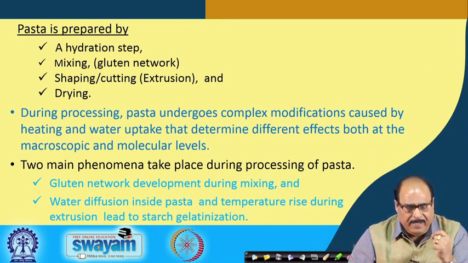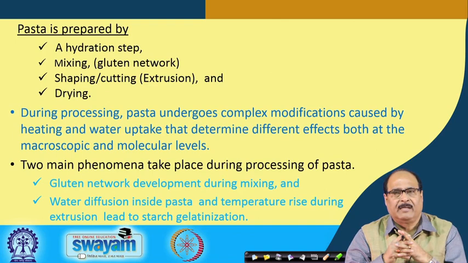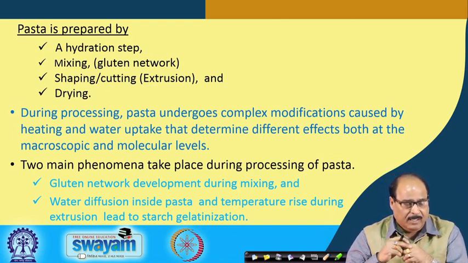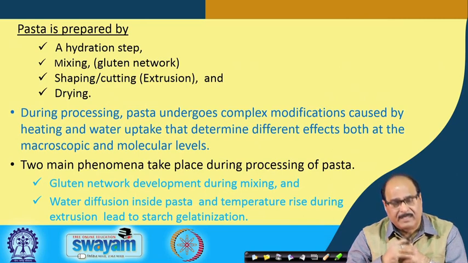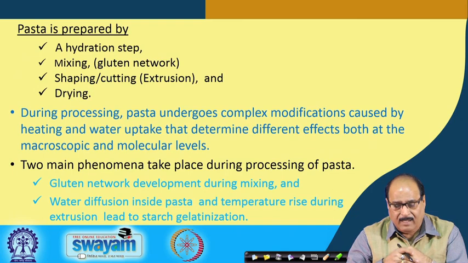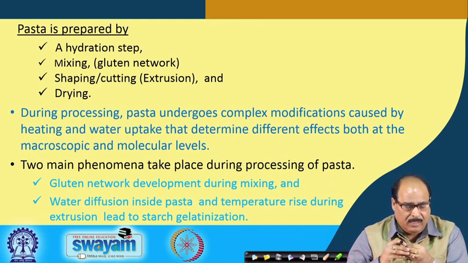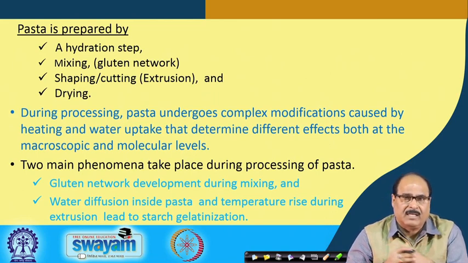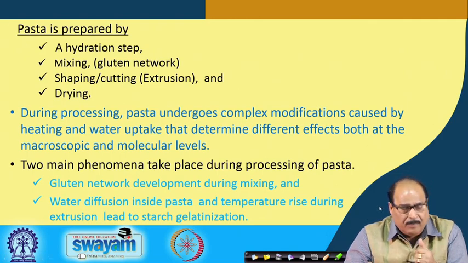So two main phenomena take place during processing of pasta, as I told you. One is the gluten network development during mixing, and then water diffusion inside the pasta and temperature rise during extrusion. The temperature rise during extrusion leads to the gelatinization of starch, which gives the desirable strength and other desired cooking characteristics to the pasta.